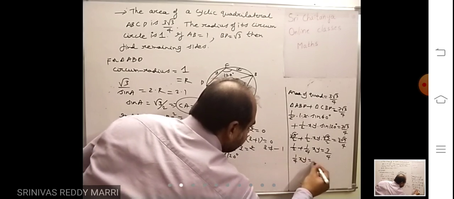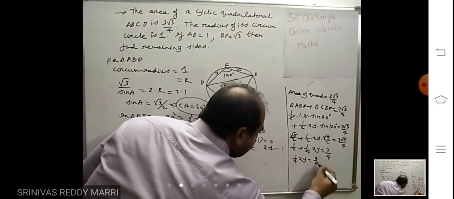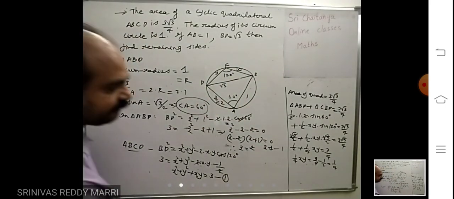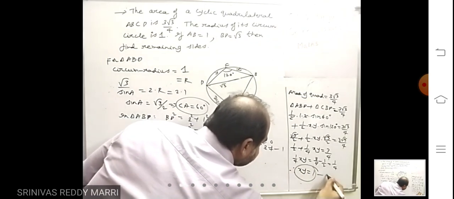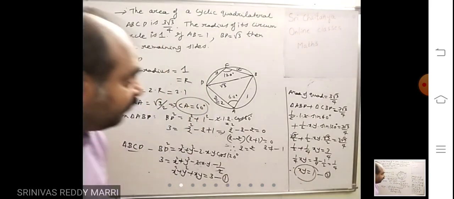That means 1 by 4 xy equal to 3 by 4 minus 1 by 2. This is nothing but 1 by 4. Therefore, xy is nothing but 1. Second equation you got it as xy equal to 1.